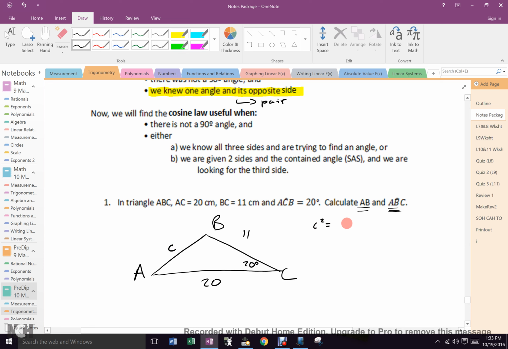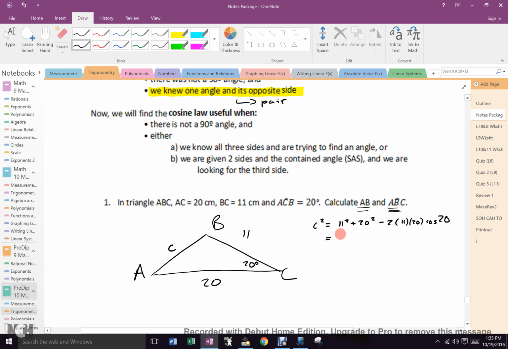C squared equals, we have a formula. What is a squared? 11 squared plus 20 squared minus 2 times 11 times 20 times cos 20. Now that is a bear to punch into your calculator in one go, isn't it? Some of your calculators you can punch in exactly like you see it, and you're going to get the right answer. If you have a backwards calculator, this is a giant mess, isn't it? What do you think I recommend if you have a backwards calculator? Should you try to punch it all in at once?